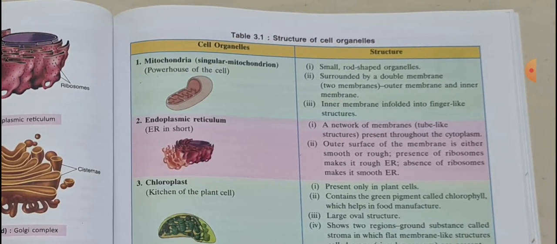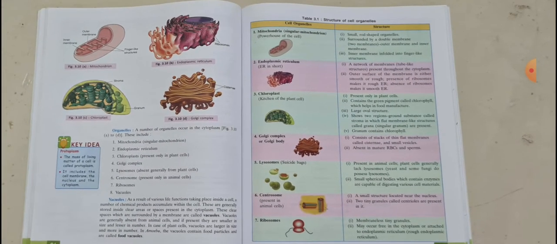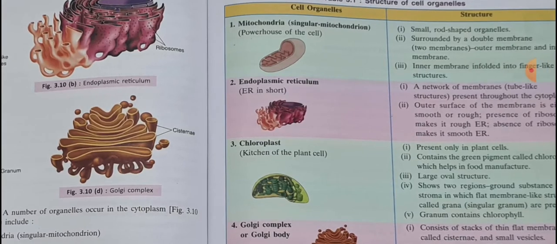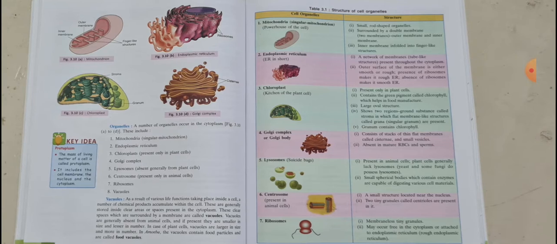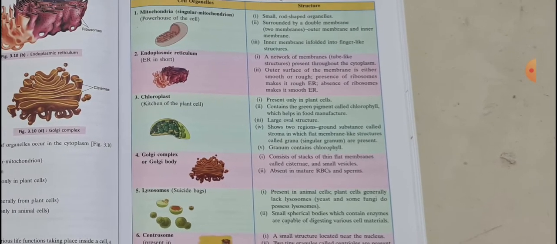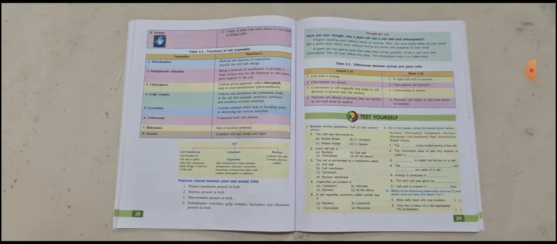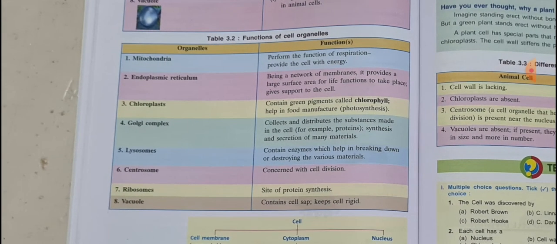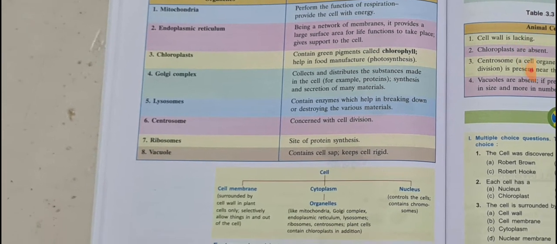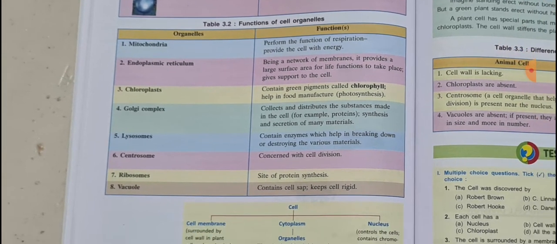Now here is the structure. Here are some of the structures of cell organelles which are given here: mitochondria, endoplasmic reticulum, chloroplast, Golgi complex, lysosomes, centrosomes, ribosomes, and the structure is given here. It has been mentioned in this box. Now the next box has functions of cell organelles. The functions of mitochondria are given in front of it, and so on. All the functions of all these organelles have been mentioned in this box.